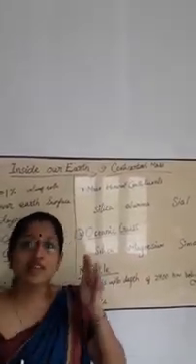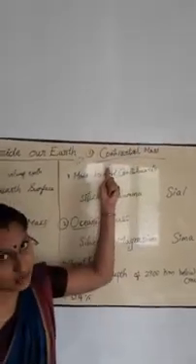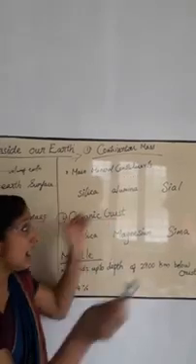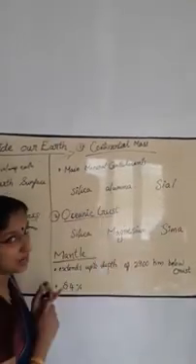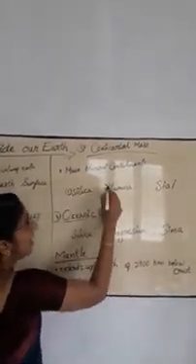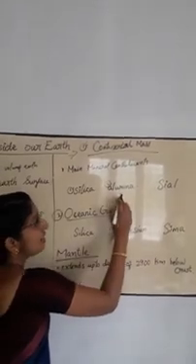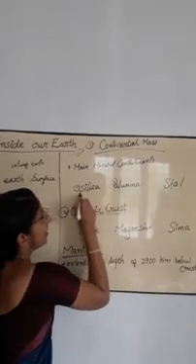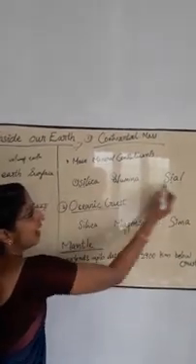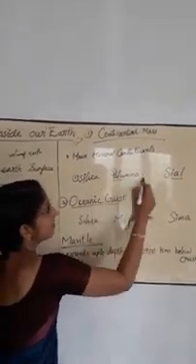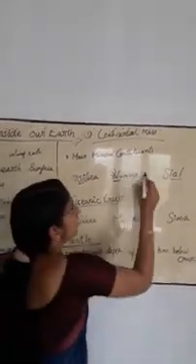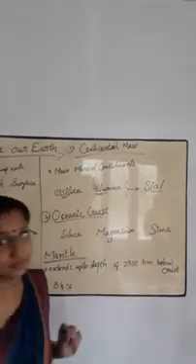First of all, we discuss continental mass. In continental mass, the main mineral constituents are silica and alumina. So we call it Sial. Si stands for silica, Al for alumina. Silica and alumina, so it's called Sial.